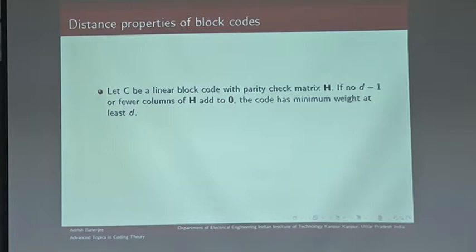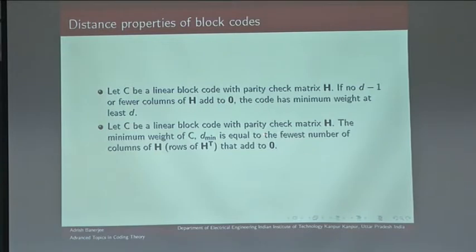Any questions here? Let C be a linear block code with parity check matrix H. The minimum weight of C, d min, is equal to the minimum number of columns of H that add up to 0.